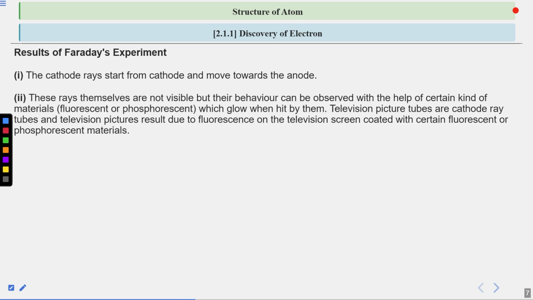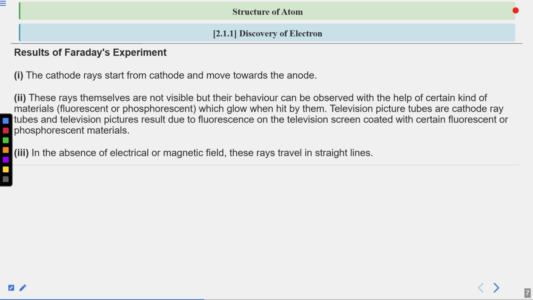Second thing, the rays which we are talking about are not visible, but this can be observed if we use materials like fluorescent or phosphorescent. So these materials, on getting hit with these cathode rays, start to glow. Got it? This same phenomenon was used in the older version of the television for the screen. So they used the fluorescent and the phosphorescent tube there also. Okay. Anyways.